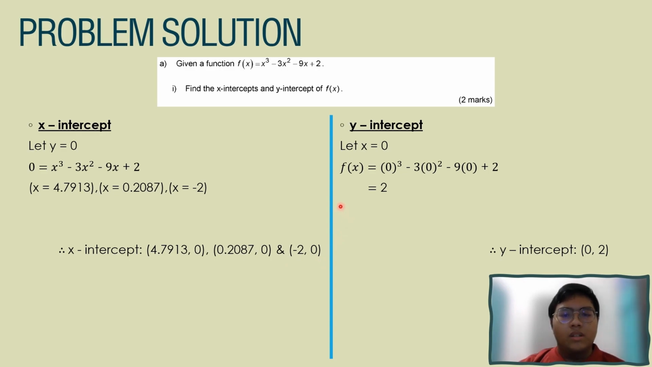So let's go for the y-intercept. If the x-intercept is where y equals 0, then the y-intercept is where x equals 0. So we just put 0 for x in f(x). So f(x) is equal to 0 cubed minus 3 times 0 squared minus 9 times 0 plus 2, and then we get 2.